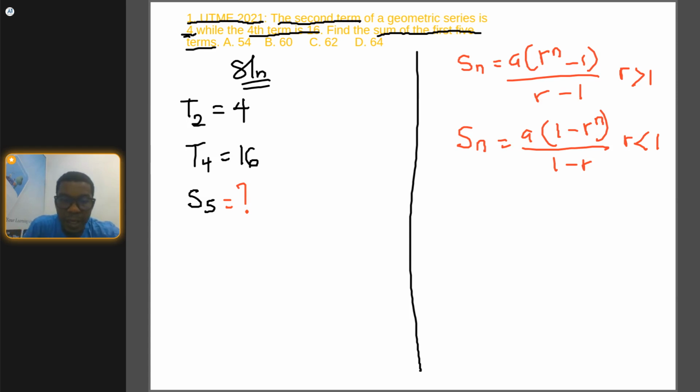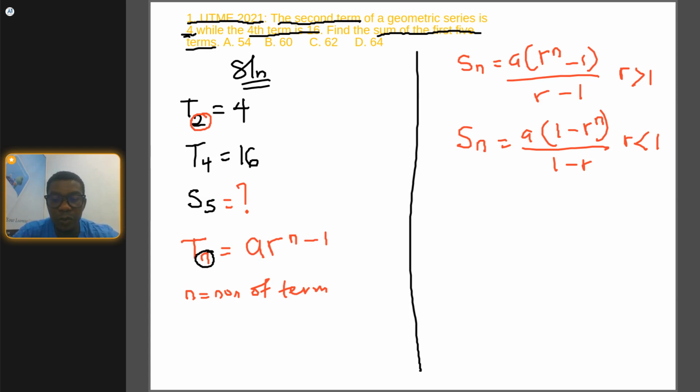Let's proceed. Now, if T2 equals 4, the general formula for the nth term of a GP is Tn equals a r^(n-1), where n represents the number of terms. Now, what is going to be n here? If this is 2, and we said this represents the number of terms, what will be the value of n when T2 equals 4? I need your response in the chat box.